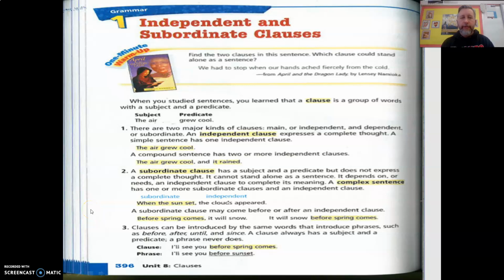Hello class, hope you enjoyed your lesson on idioms yesterday. Now we're going to get into the textbook and begin Unit 8. This is going to be Lesson 1 on independent and subordinate clauses.